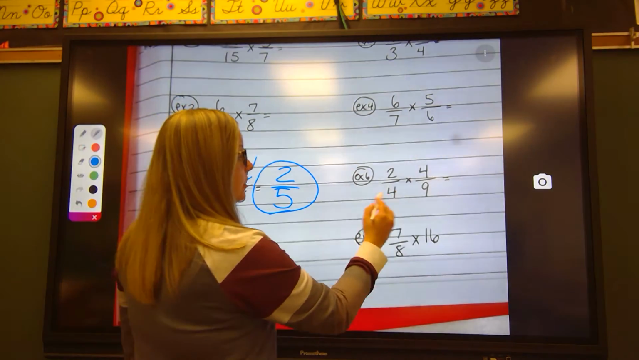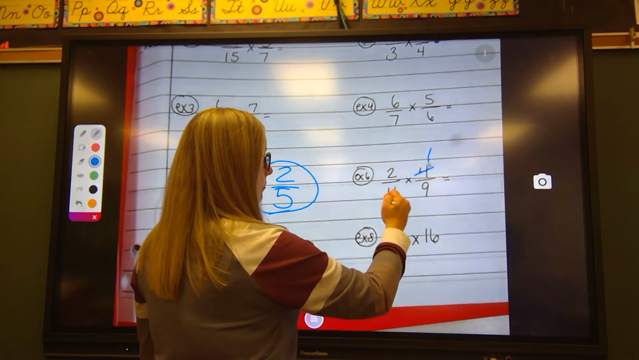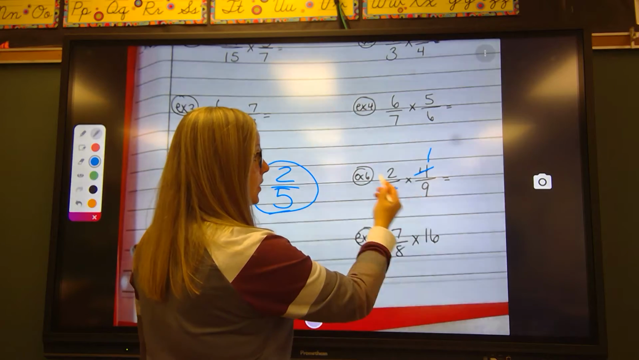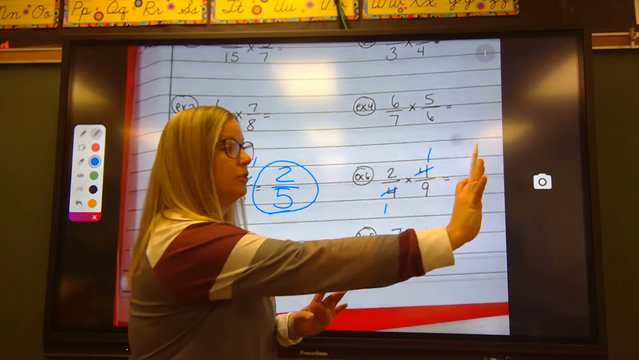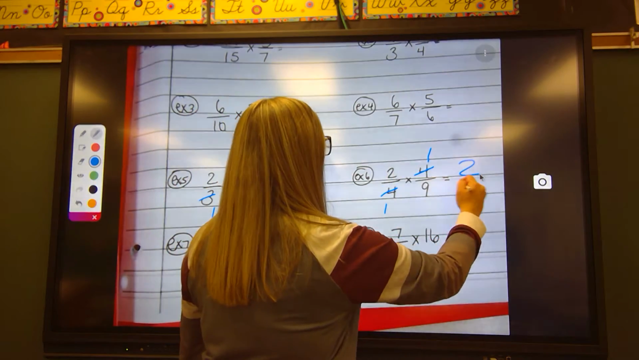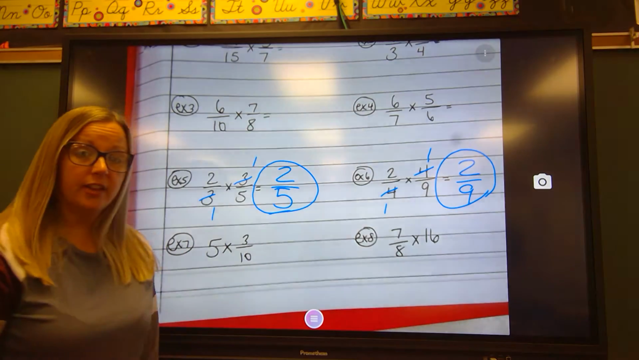Same thing here. Look at my 4s. I can divide them by themselves. 4 divided by 4, I get 1. 4 divided by 4, I get 1. 2 and 9, I can't simplify. I've looked this way, I've looked this way. Now I can go straight across. 2 times 1 is 2. 1 times 9 is 9. That's in simplest form. That's your final answer.